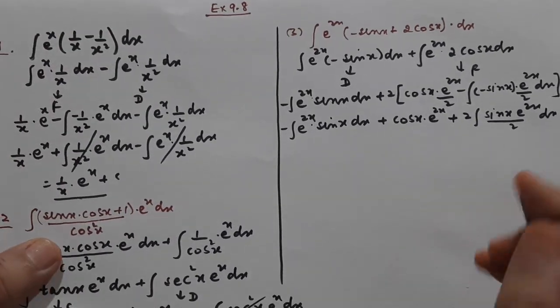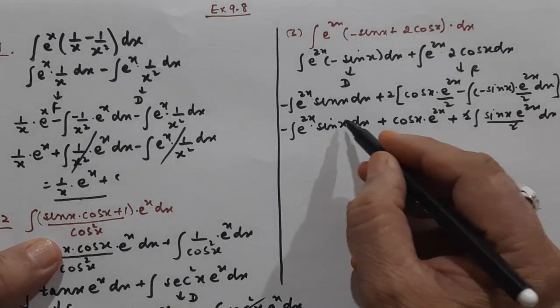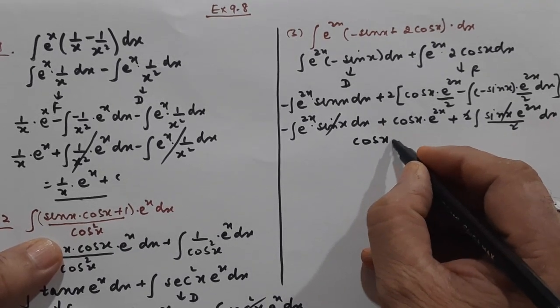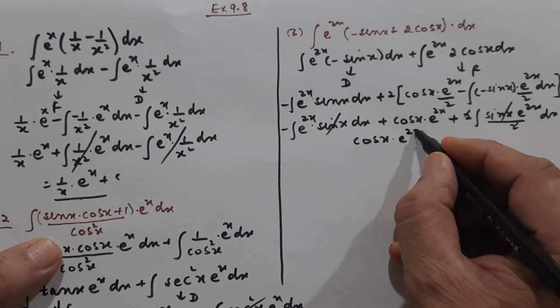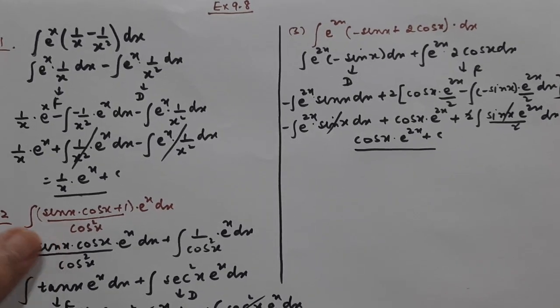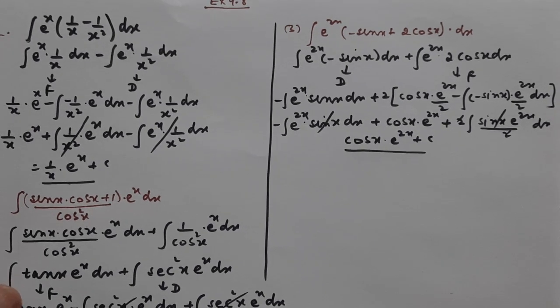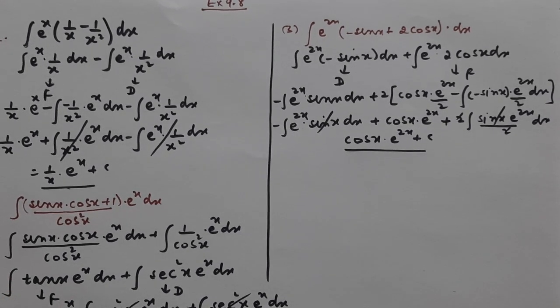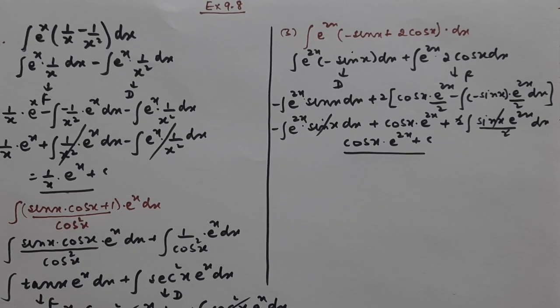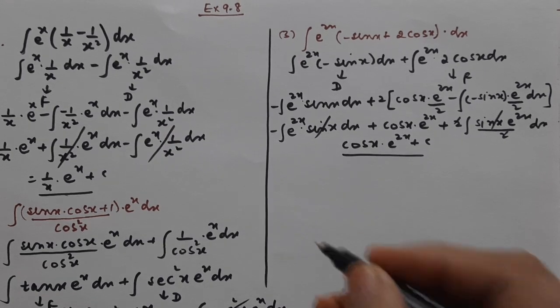Now cancel 2 with 2 and this factor gets cancelled with this factor. So the answer is cos x into e power 2x plus c. So students, this is the answer. Now let us move to the next part of this number 4th question, students.